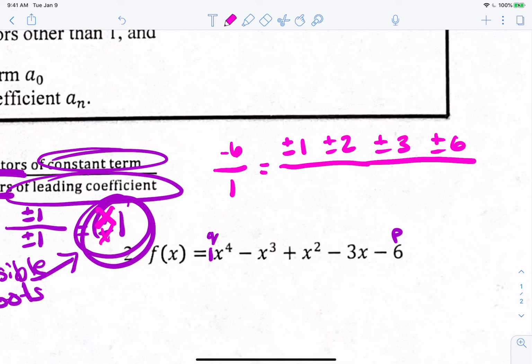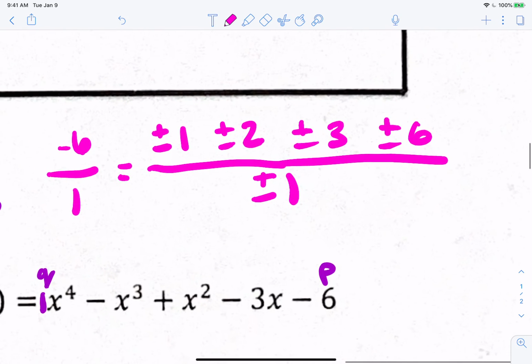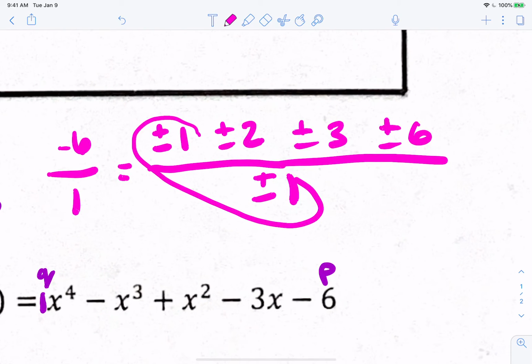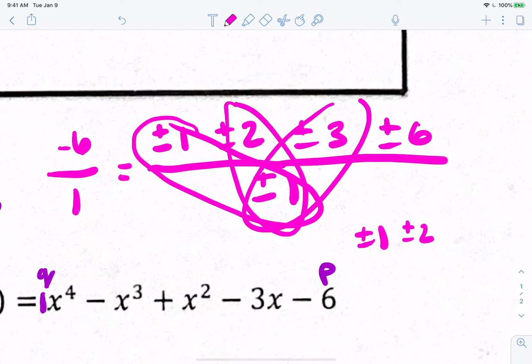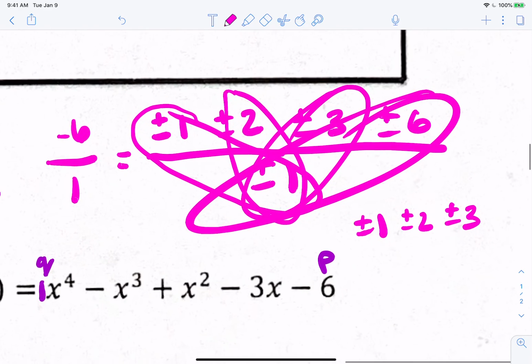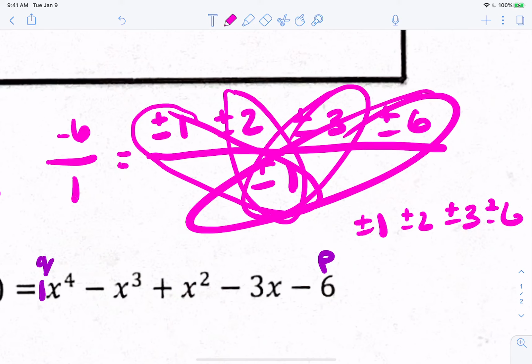The bottom, what numbers go into 1? 1, negative 1. Positive negative 1, right? So if I do plus minus 1 divided by plus minus 1, it's just plus minus 1, right? 2 over 1 is just 2. 3 over 1 is just 3. 6 over 1 is just 6. So these are the possible ones.